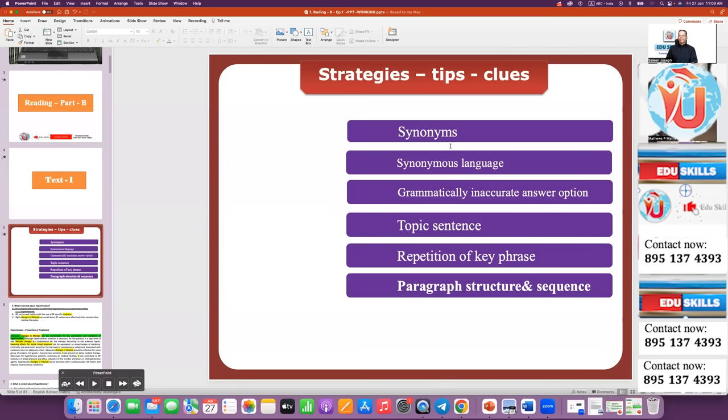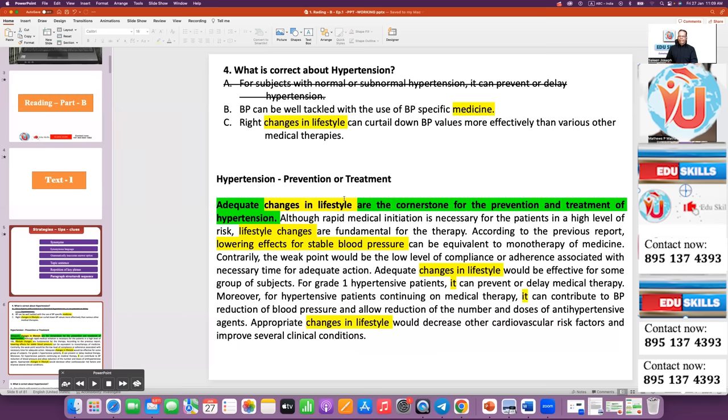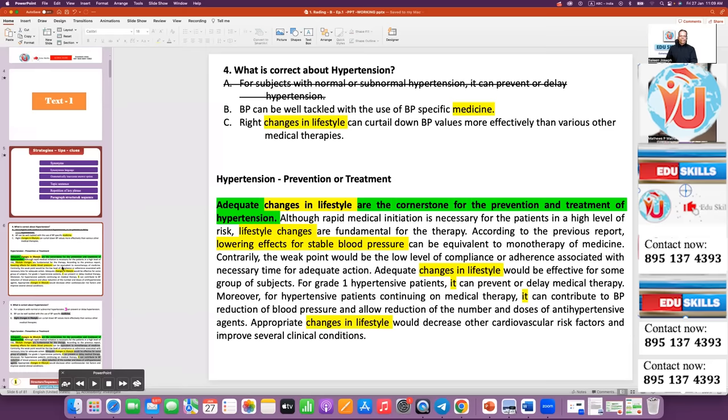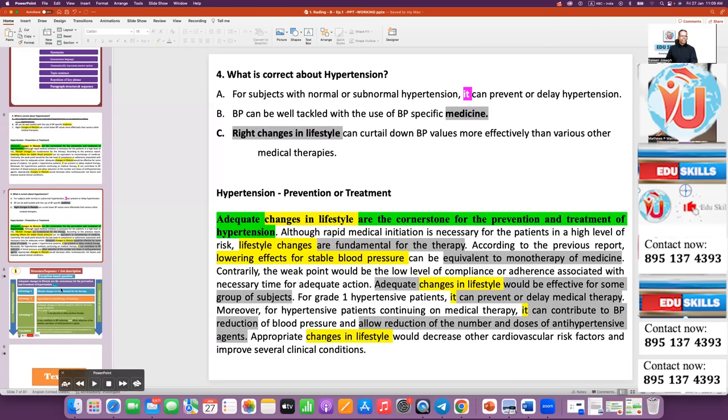We have synonyms here, like treatment, medicine, synonymous language, lifestyle changes, prevention. Grammatically inaccurate answer option was there. Topic sentence, repetition of key phrase, that is changes in lifestyle. And paragraph structure and sequence. That's what I said, that topic sentence and supporting sentence and developing sentences explain the topic sentence. That's clear, I believe.